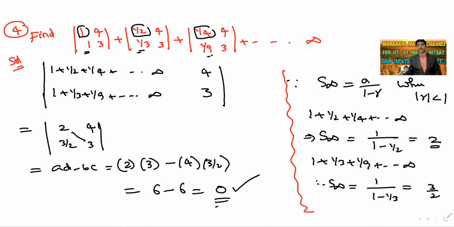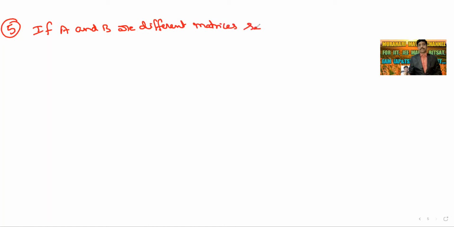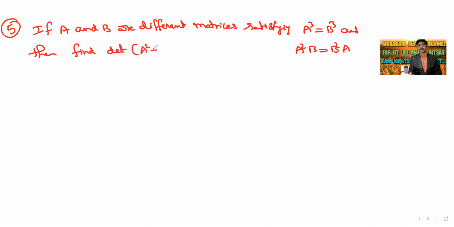Okay. Now I am going to explain question number 5. Question number 5. If A and B are different matrices, satisfying A cube equal to B cube, and A square B is equal to B square A. Okay, then find out det of A square plus B square.